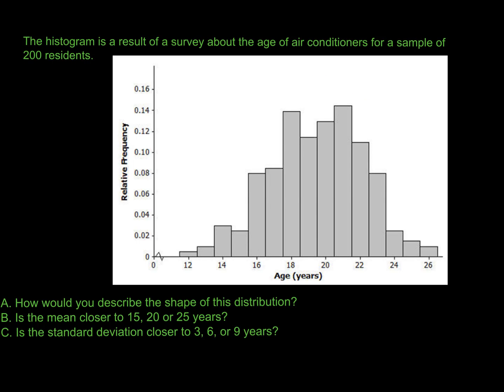So let's go ahead and take a look at this one. This histogram is a result of a survey about the age of air conditioners for a sample of 200 residents. So the questions are, how would you describe the shape? Is the mean closer to 15, 20, or 25? And is the standard deviation closer to 3, 6, or 9? So go ahead and try this out on your own. You have all the tools to make it happen. And once you're done, go ahead and press play and we'll move on to the next one.